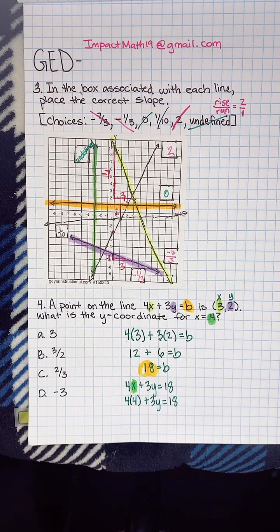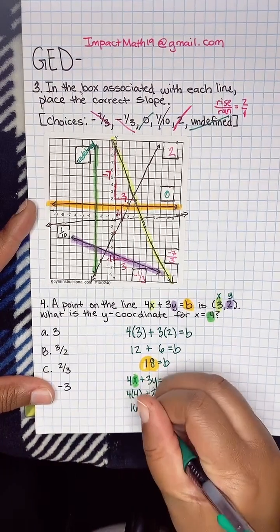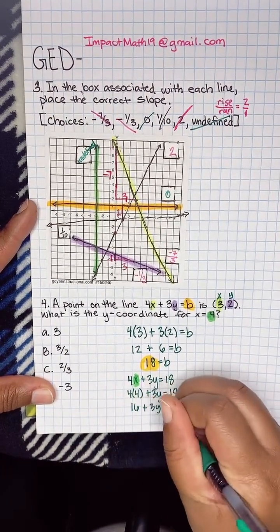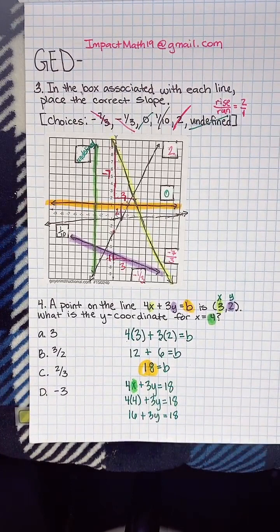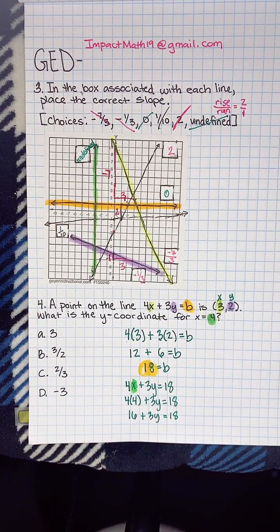So Mike said B is our answer. Love it. Okay, let's see. 4 times 4. Good. So we get 16 plus 3y equals 18. Okay. How do we solve for y? What do I have to do next? Okay. Somebody says C is the answer.